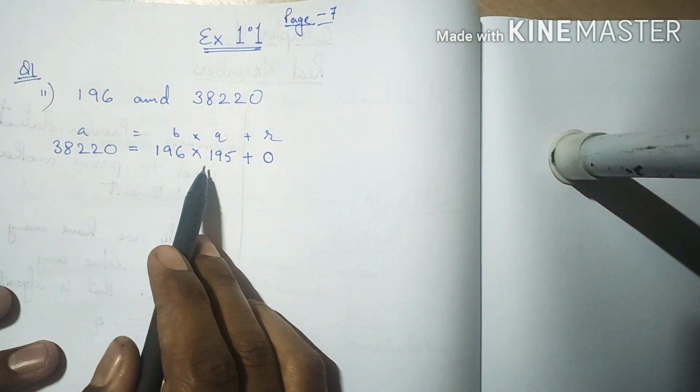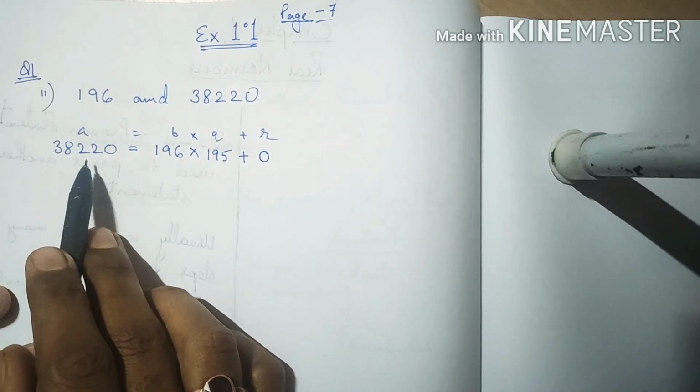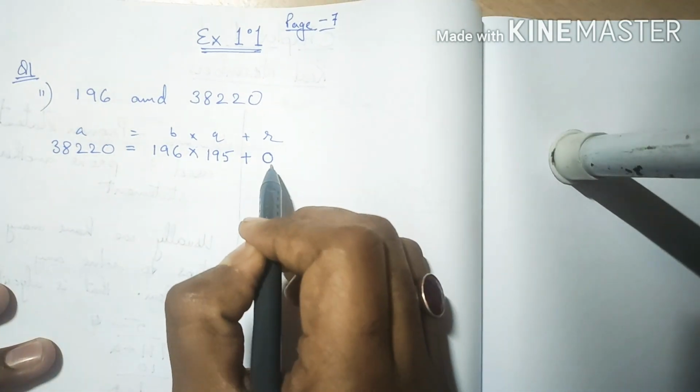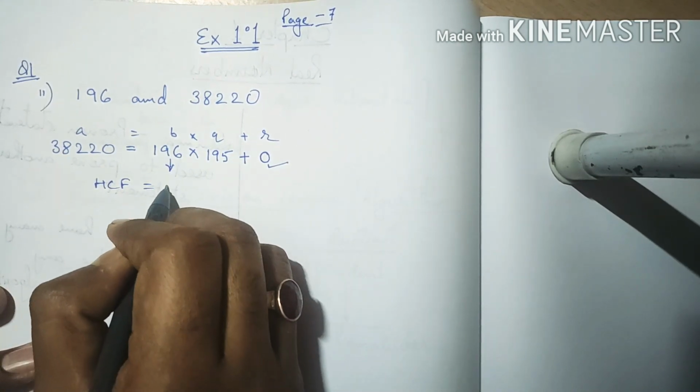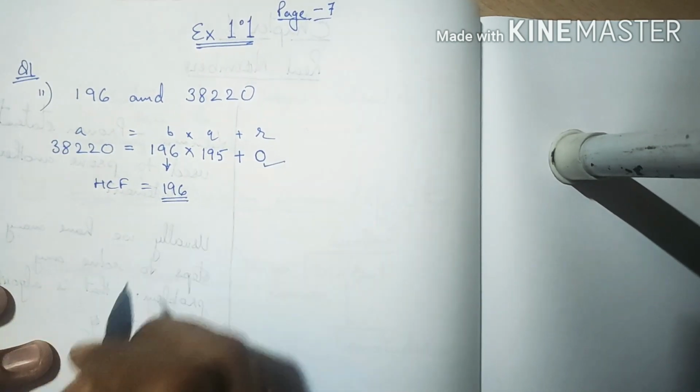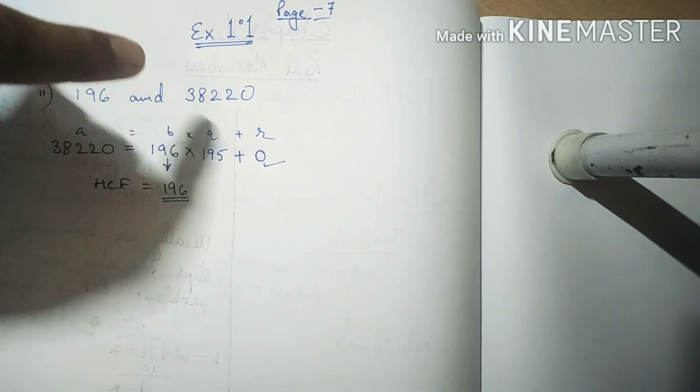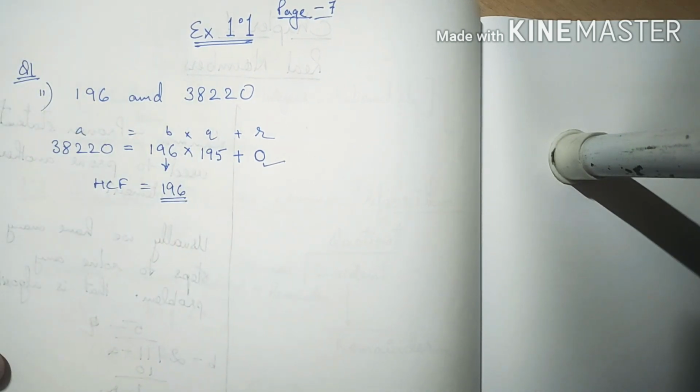So you can see 196 into 195 is 38220, and we have got remainder 0. So the HCF will be what? The B is the HCF, right? As I've told you earlier, that B is the HCF. So 196 is the HCF of 196 and 38220.